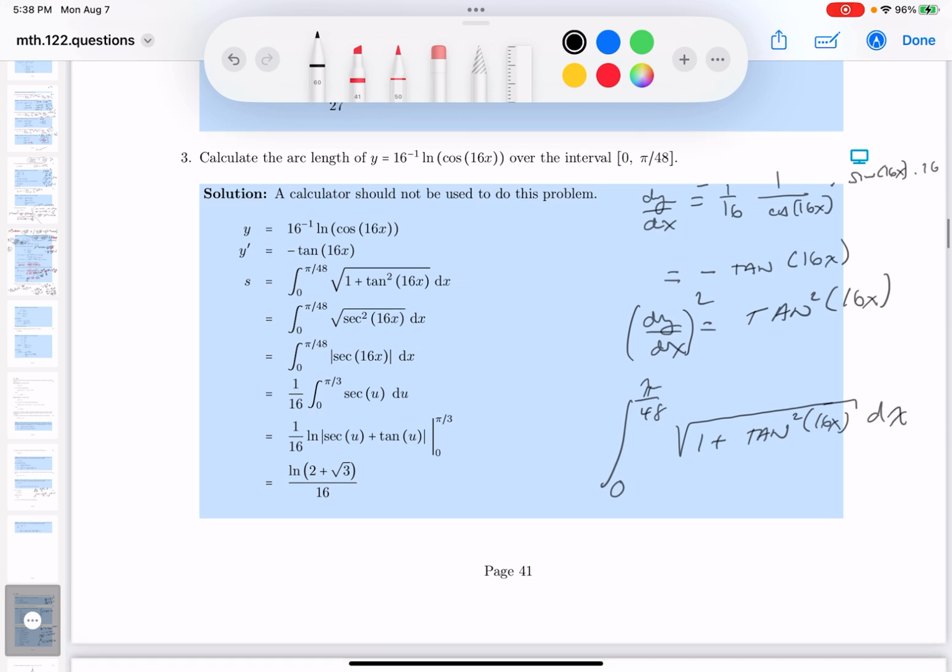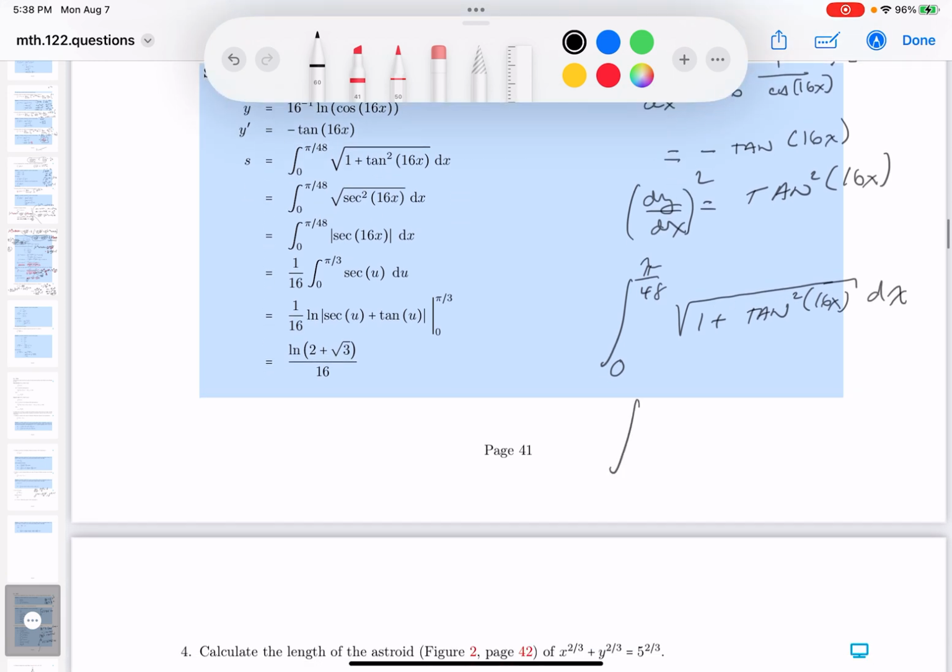I noted an identity for this, and it's important that I write that down because it looks like it might make it a substantially easier problem for me. And 1 plus tangent squared is secant squared. What's nice about the secant squared in the interval between 0 and pi over 48 is that it's going to be positive. So I know this is going to be secant of 16x dx.